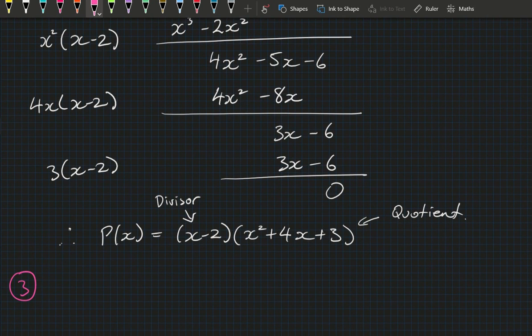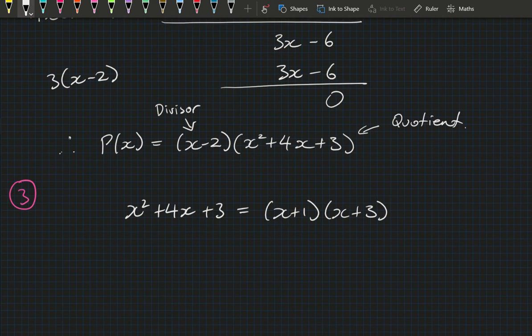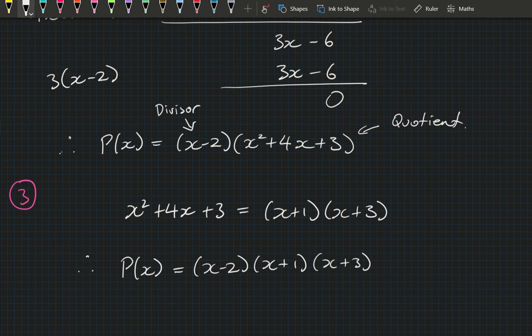All right, let's do step 3, which is factoring that quotient. And 1 times 3 is 3, 1 plus 3 is 4. So that means that x squared plus 4x plus 3 has to equal x plus 1 times x plus 3. So looking at what we wrote there in step 2, we can now say the polynomial is x minus 2 times x plus 1 times x plus 3, with those last two there in place of the quotient that I had in the other part.